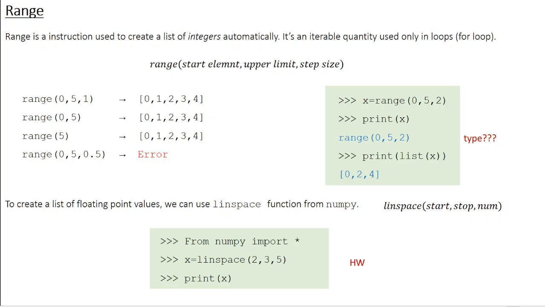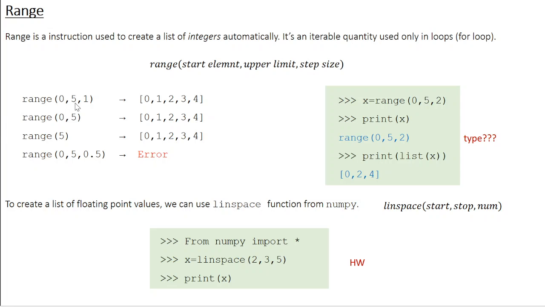Another important instruction in Python is the range function. Range is an instruction used to create a list of integers automatically. And one thing you have to remember is that this is an iterable quantity, meaning it is used only inside loops, in particular for loop. The syntax of range instruction is range(start, upper limit, step size). Let's do a couple of examples.